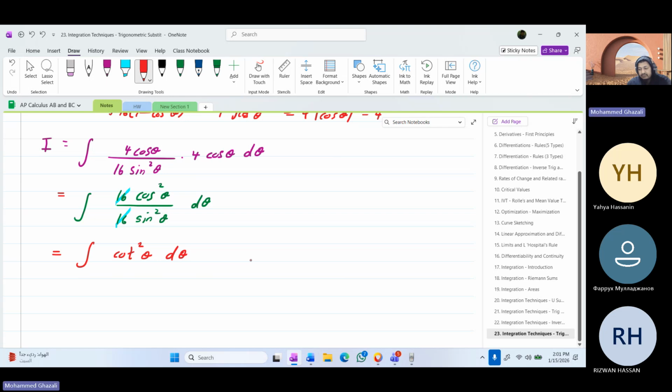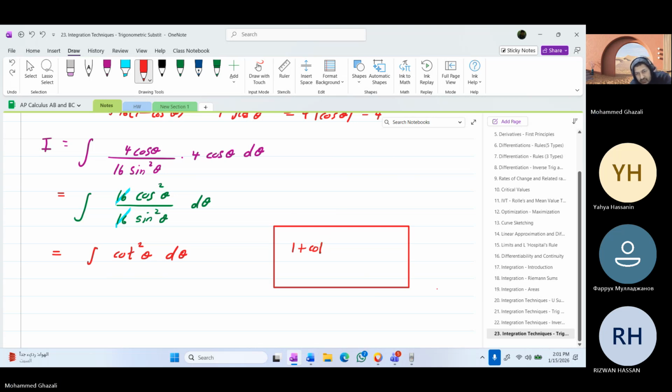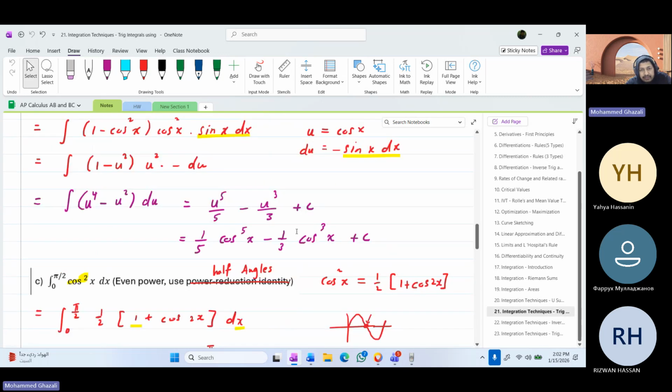Are we good, guys? Cot squared theta, cosine over sine is cot. Now, how are we going to integrate cot squared theta? Should we use an identity? Remember, what was the identity for cot? It was 1 plus cot squared theta is cosec squared theta, right? You can go back and check, so you can just prove them.